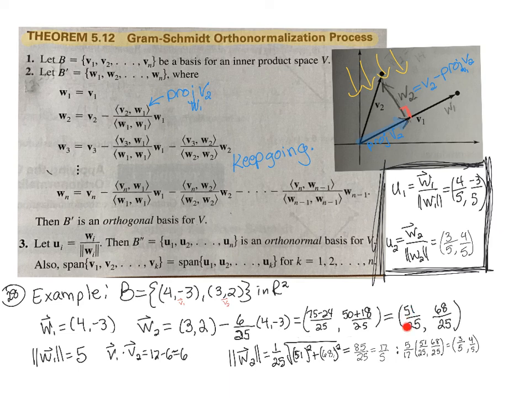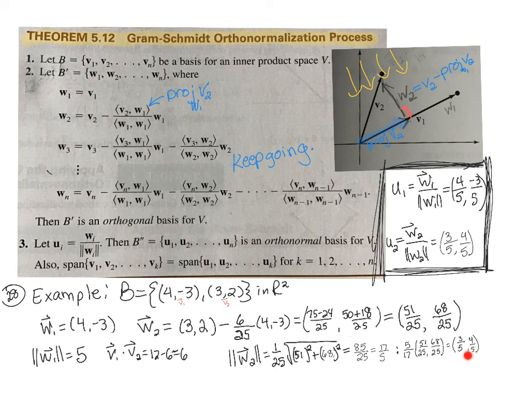And taking this W2, square it, add them together, and then take the square root of the sum. You're going to reduce your fraction. You're going to get 17 over 5. Now, taking this vector and dividing by 17/5, 17 will divide into the 51 and the 68, and you'll see that you get this nice, neat vector.